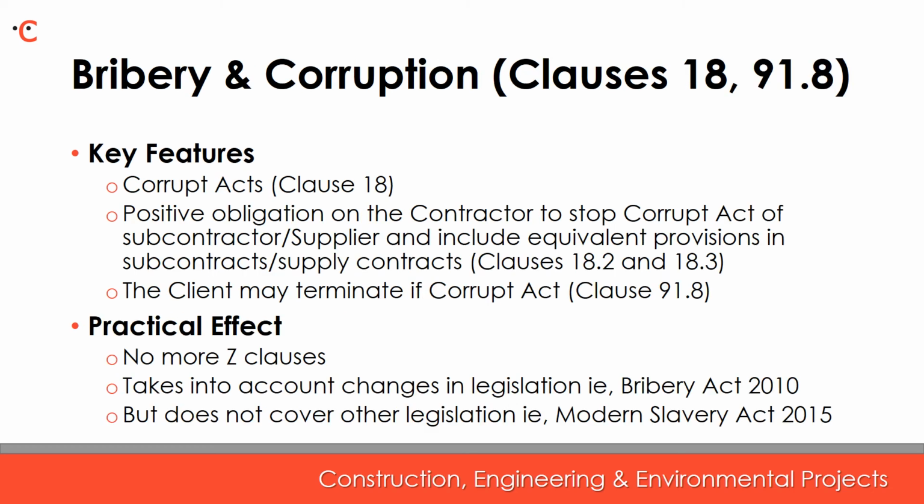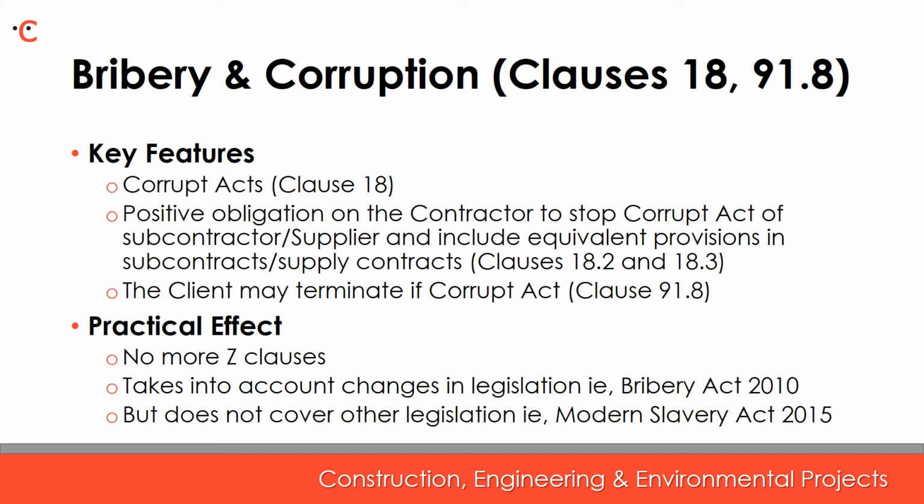Moving now to look at core options. The first core option I'll look at is bribery and corruption. NEC4 includes a new provision to deal with corrupt acts. This is Core Clause 18. This clause does three things. The clause prohibits corrupt acts, it requires the contractor to take positive steps to stop a corrupt act of a supplier or subcontractor, and thirdly, it provides for termination of the contract where such acts arise.